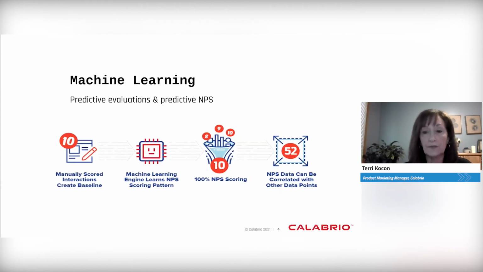So to give you an example of machine learning technology, I'm going to speak from the context of the product that I'm familiar with, which is obviously the Calabrio product. And one of the key technologies that we use machine learning for is our predictive capabilities. So specifically around predictive evaluations and predictive NPS, predictive Net Promoter Score.